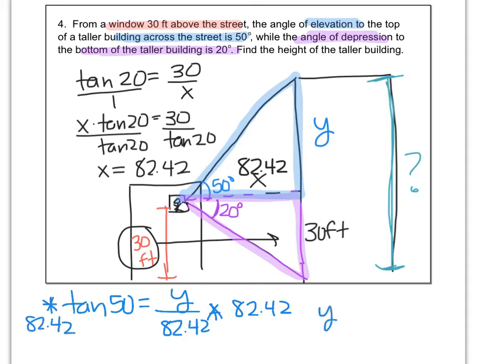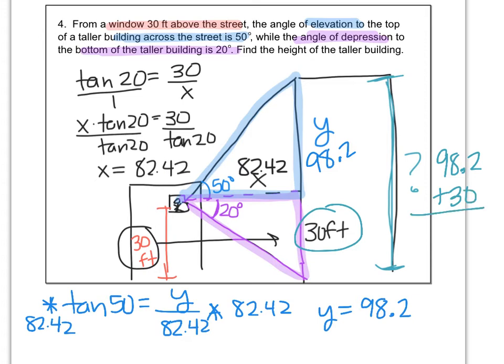And I'd be typing in 82.42 times the tangent of 50, which gives me y is 98.2. Now be careful, that still doesn't answer the question. Make sure for these word problems you're answering the final question. That's the top part of the building. We also have to include that the bottom part of the building was 30. So to get my answer, I have to take 98.2, add the 30 on. The whole building is 128.2 feet tall.